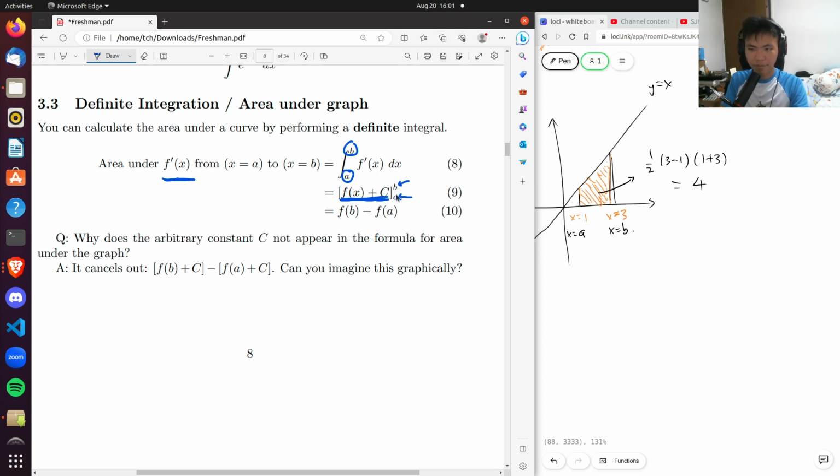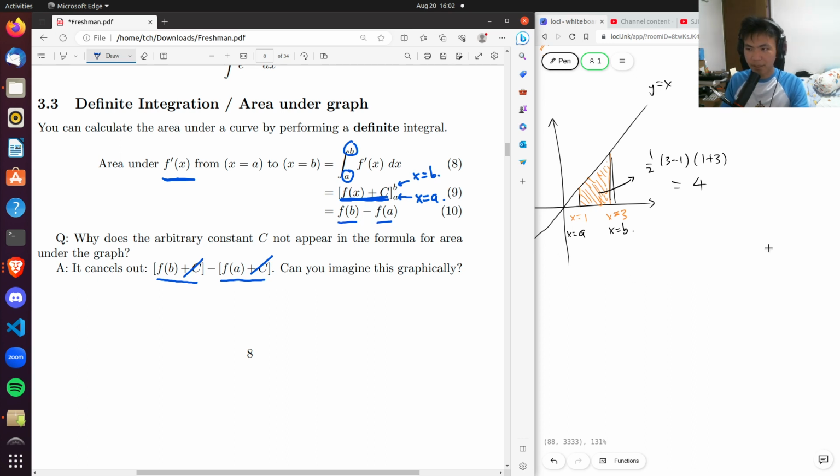And we take the difference. So we take f of x plus c evaluated at x equals b, minus f of x plus c evaluated at x equals a. So what we get is f of b plus c minus f of a plus c, and we see that the constants cancel out, and we get f of b minus f of a.